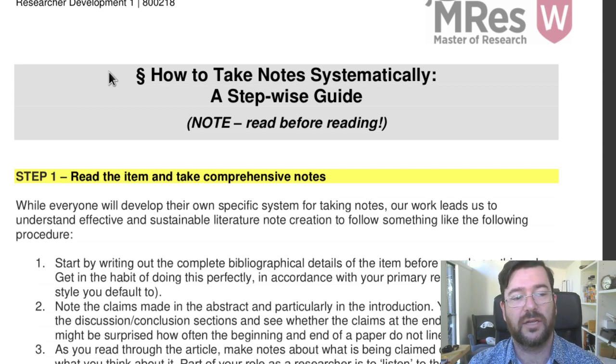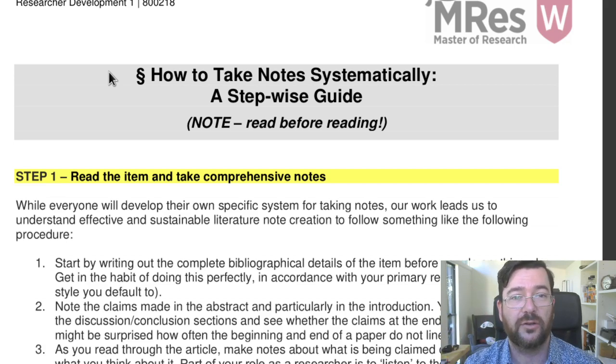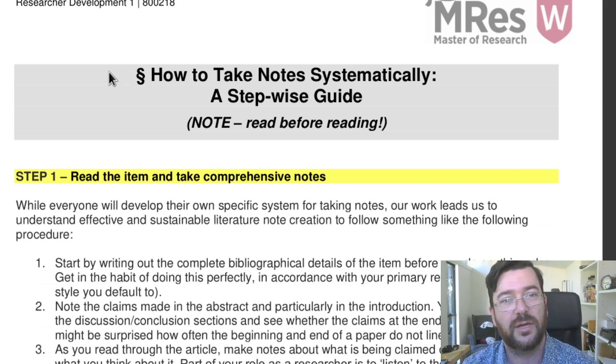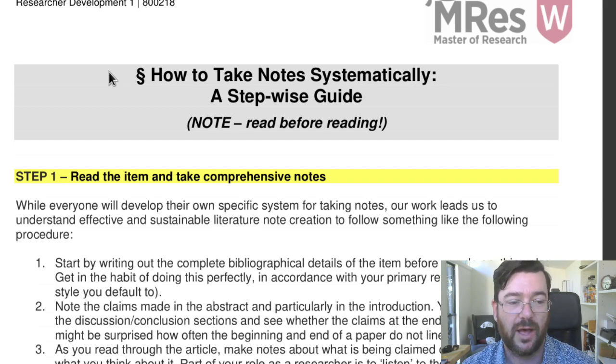Again, I'll leave you to go over it yourselves. But the idea is that you can step through each of these 10 and get yourself into the habit of systematically, that is in a stepwise way, taking notes on each of these 10 points. For example, you want to go through the habit of writing out all of the bibliographic details for yourself. You want to go through the habit of picking up in the abstract, but particularly the introduction, what the main claims about the problem being dealt with in the article or the book or whatever are.